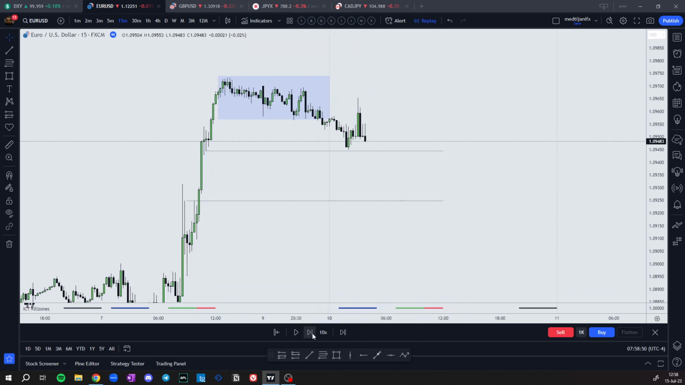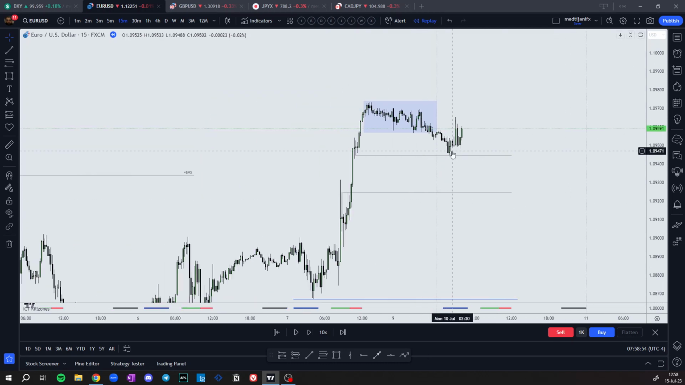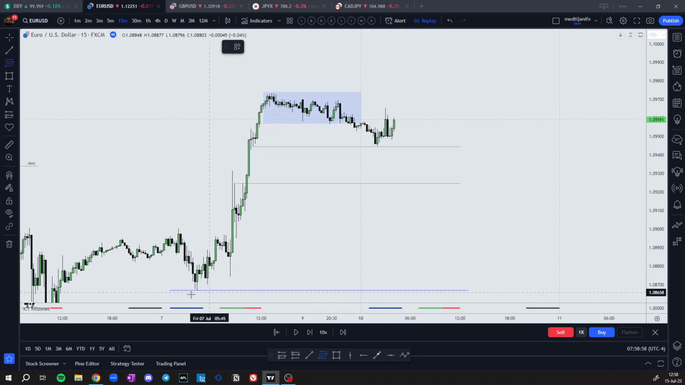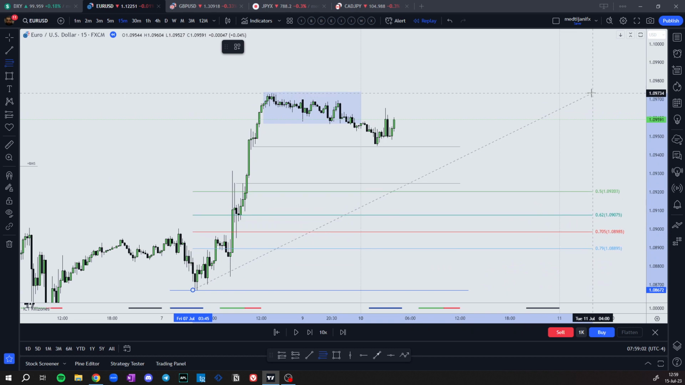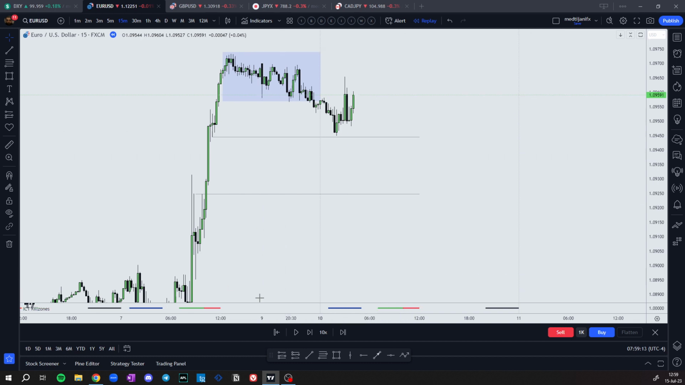Then price still didn't tap our level, and I also didn't use this as a break of market structure because we are still in premium. I was expecting price to still drop to discount here. So I'm not going to just jump in because we have this high taken. So let's buy the order block? No, I'm going to wait for my level.